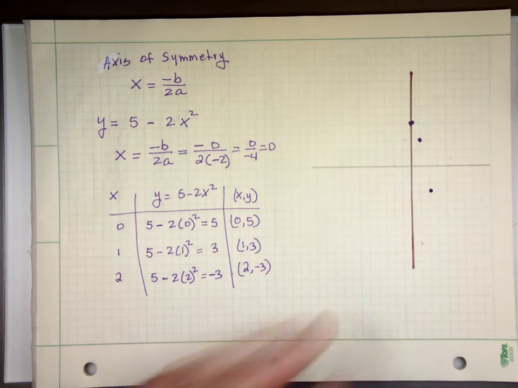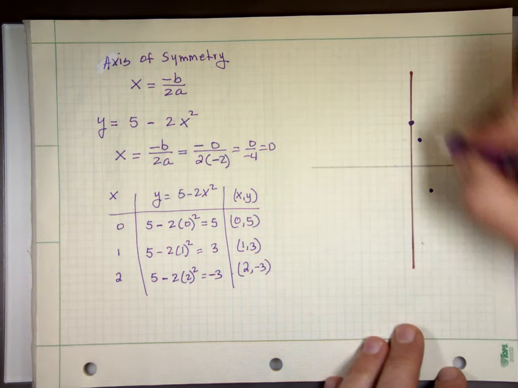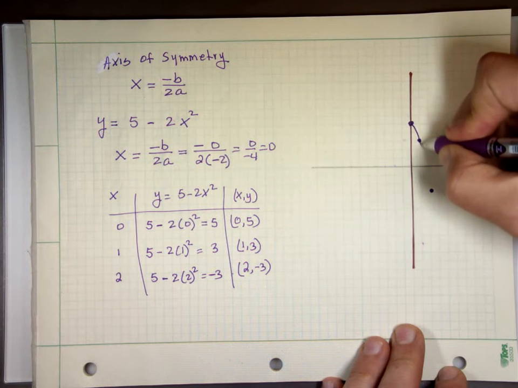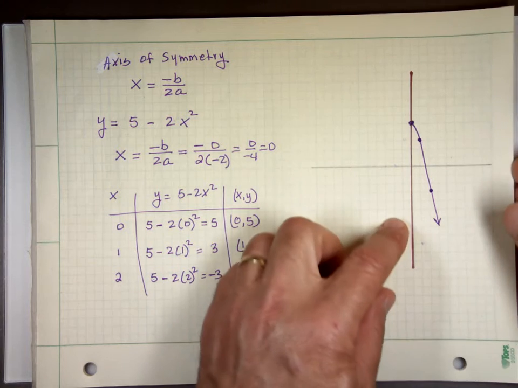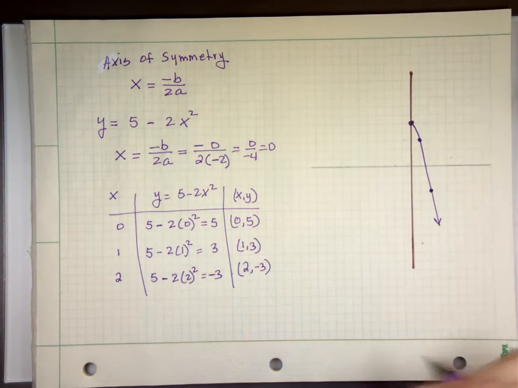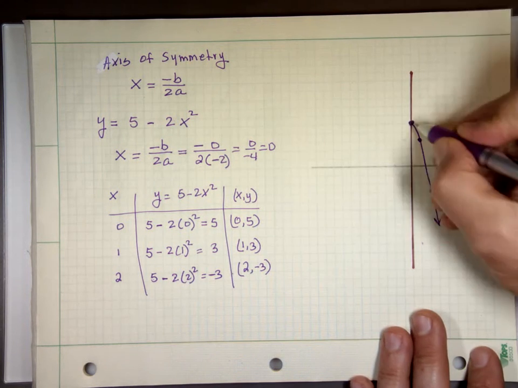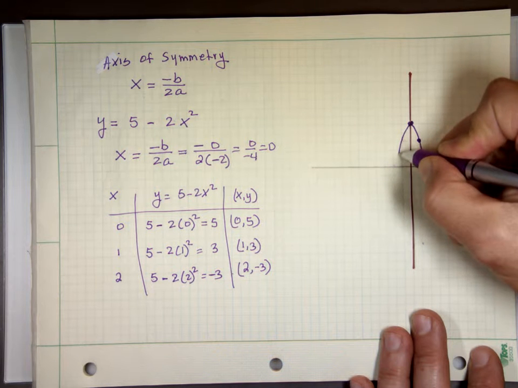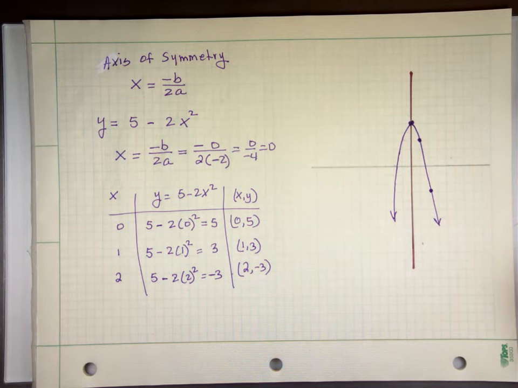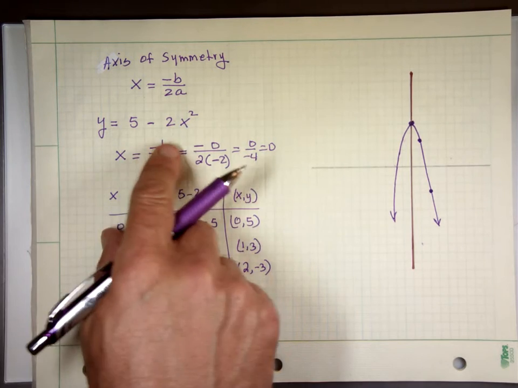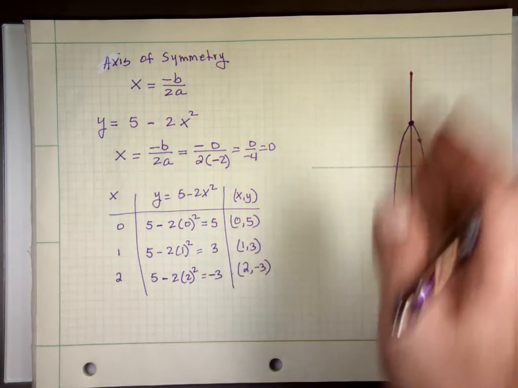So if I connect these points, it will look like this. Now flip that paper along that red line, the y-axis, and you should have the rest of it. So if you flip it over, you can get the other half of the picture now. And I said it's going to open downward. We were right because the coefficient of x squared is negative. It is symmetric along this line.